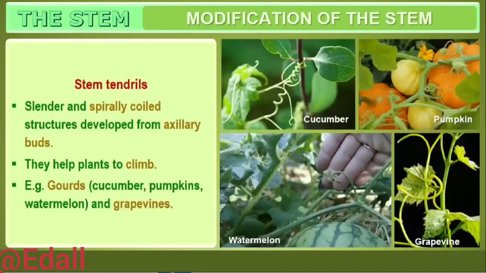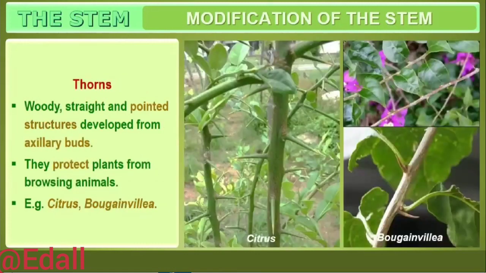Stem tendrils which develop from axillary buds are slender and spirally coiled and help plants to climb, such as in gourds, cucumber, pumpkins, watermelon, and grapevines. Axillary buds of stems may also get modified into woody, straight and pointed thorns. Thorns are found in many plants such as citrus, bougainvillea. They protect plants from browsing animals.